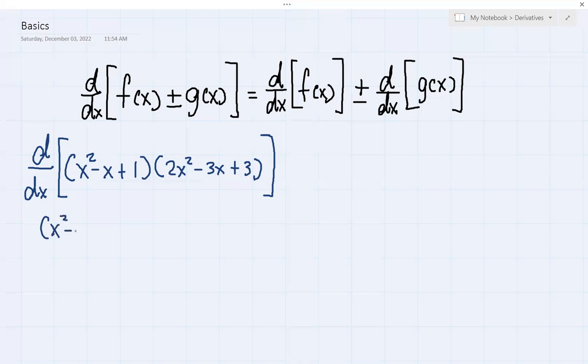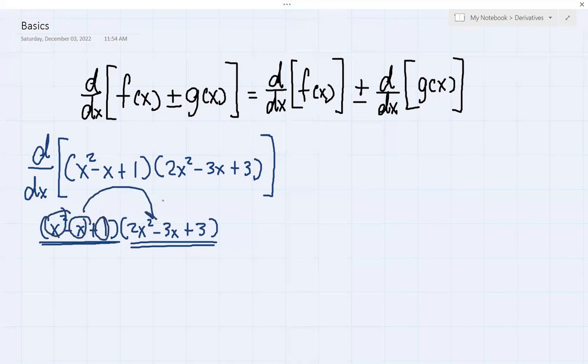So for me, pipiliin ko to, si x squared minus x plus 1. Isulat ko siya rito x squared minus x plus 1. Tapos ito, meron tayong 2x squared minus 3x plus 3. Ayan. So take a look. So pinili ko to kasi ito yung mas simple pa siyang tignan kaysa sa ito. So therefore, it's easy for me to distribute each of these terms sa isang polynomial na ito.